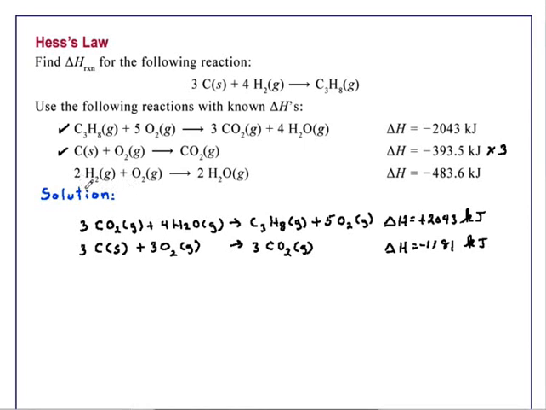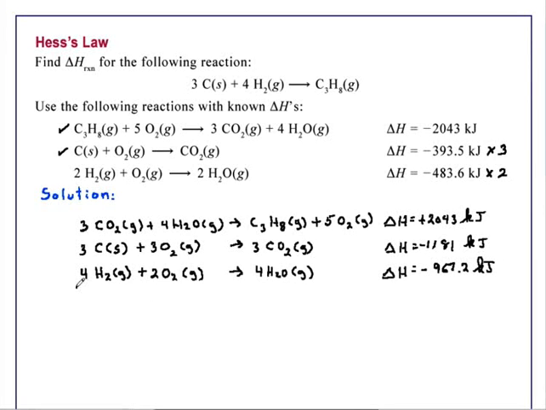Our third equation has 2 hydrogens, but we need 4. So we're going to multiply that equation by 2, giving us 4 H2 gaseous plus 2 O2 gaseous reacting to form 4 H2O gaseous. Again, we need to multiply the minus 483.6 kilojoules by 2 because we multiplied the equation by 2. So delta H for that becomes minus 967.2 kilojoules.